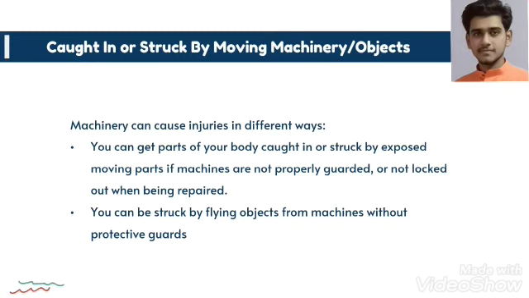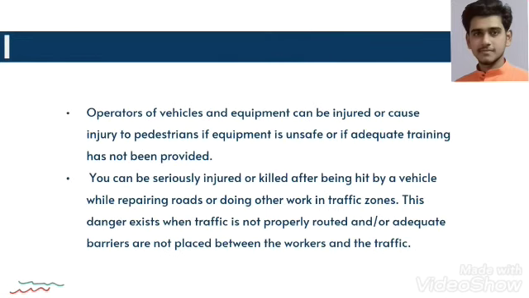Next is being caught in or struck by moving machinery. Machinery can cause injuries in different ways. You can get parts of your body caught in or struck by exposed moving parts if the machines are not properly guarded or not locked while being repaired. You can be struck by flying objects from machines without proper protective guards.